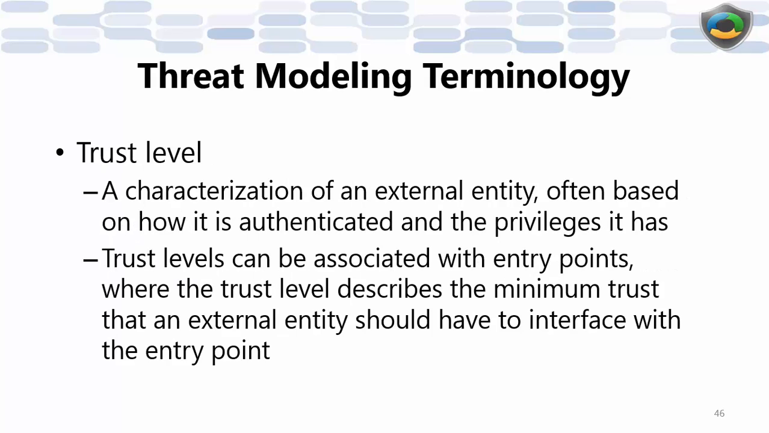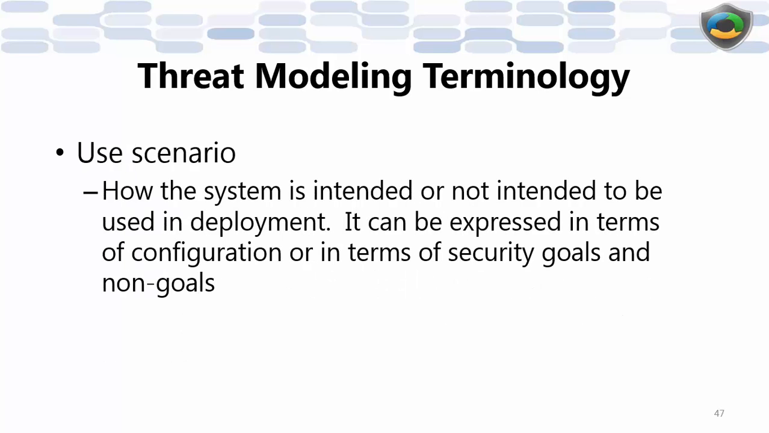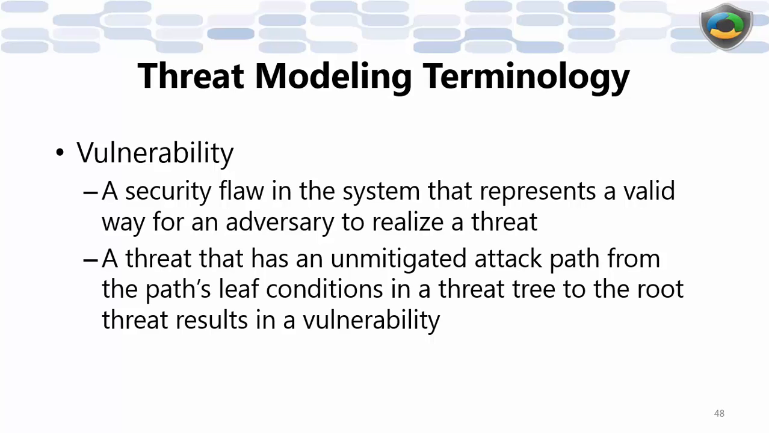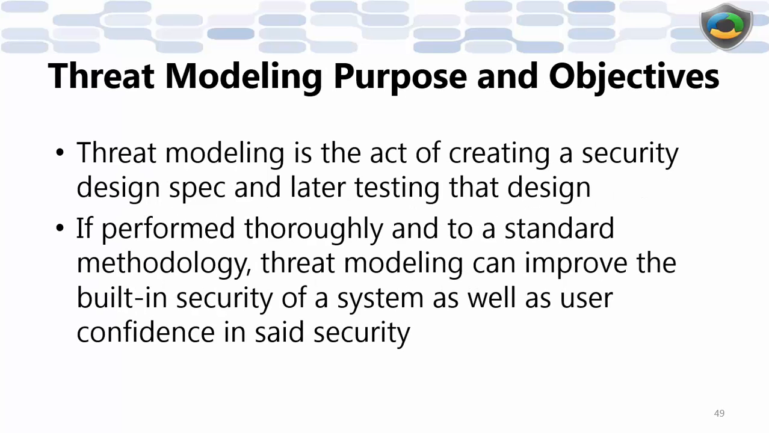involved in the threats. Trust level, a characterization of an external entity based on how it is authenticated and the privileges it has. Notice trust levels can be and typically are associated with entry points. Use scenario shows how the system is intended or perhaps not intended to be used in deployment. A vulnerability, a security flaw in the system that represents a valid way for an adversary to realize a threat. Okay, so this stuff, let's just buzz through this quickly because it's all stuff we've talked about before. All right.